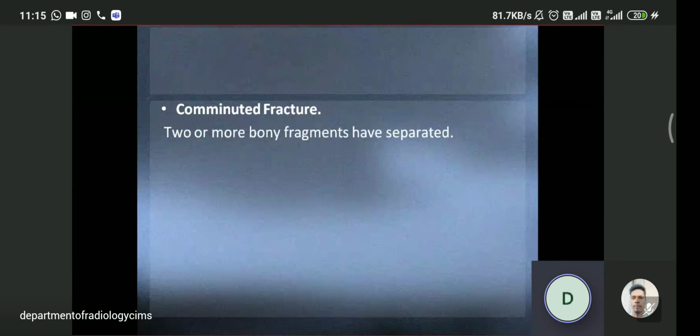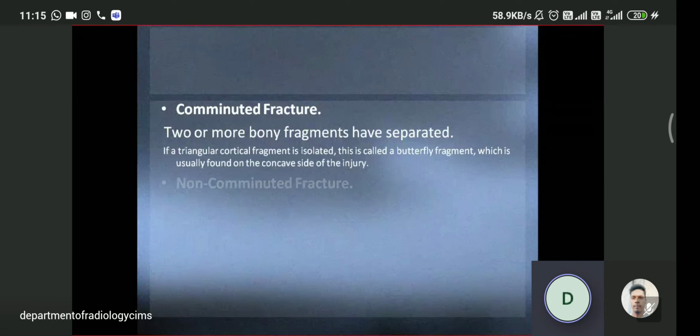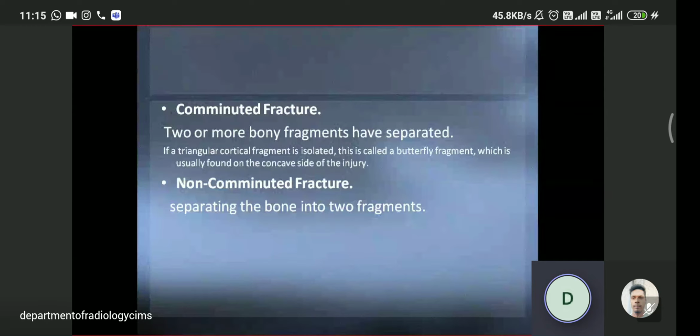In which compound is obsolete. In place of compound, we use the term comminuted fracture, meaning a fracture in which the bone gets fractured into multiple pieces. Two or more bony fragments have separated, then they are called comminuted fracture. A non-comminuted fracture is when the bone separates only into two fragments.